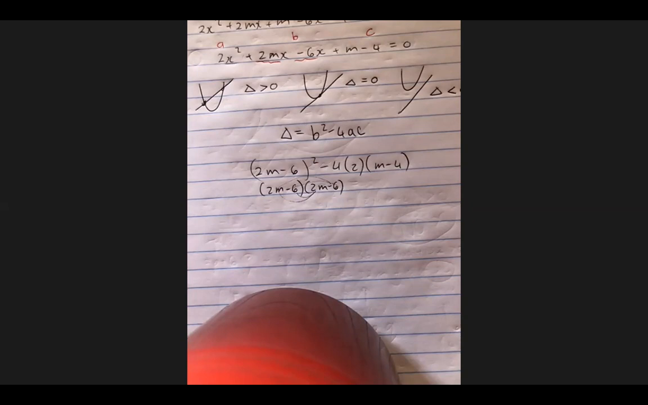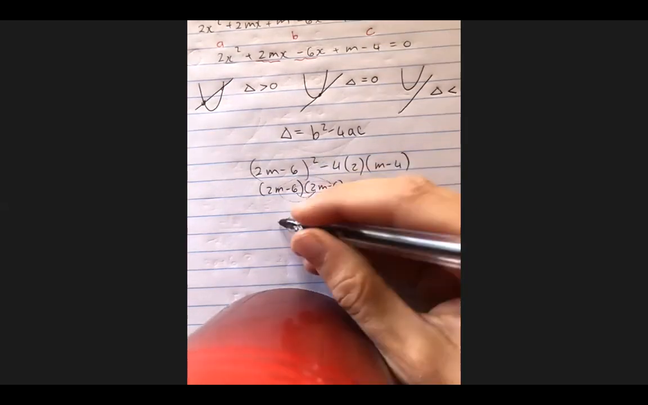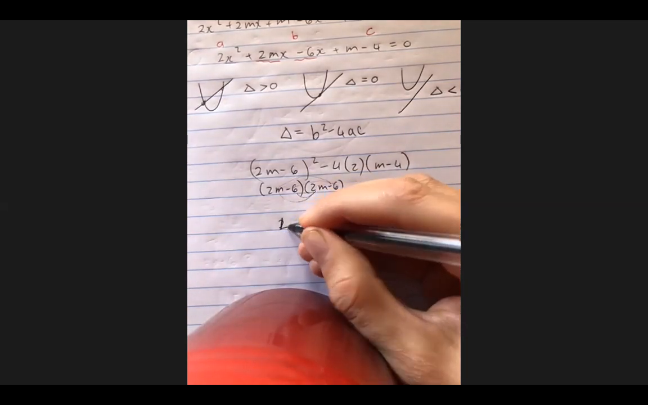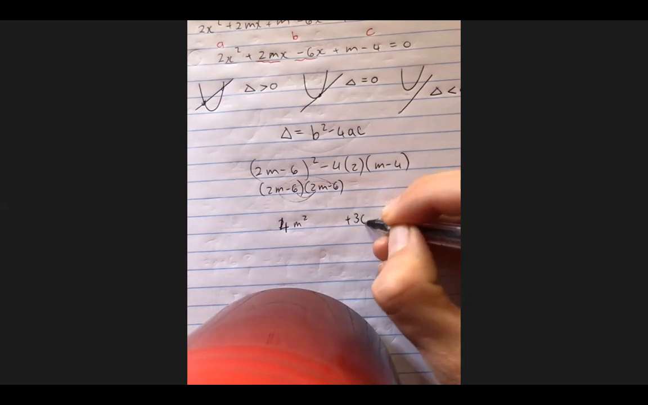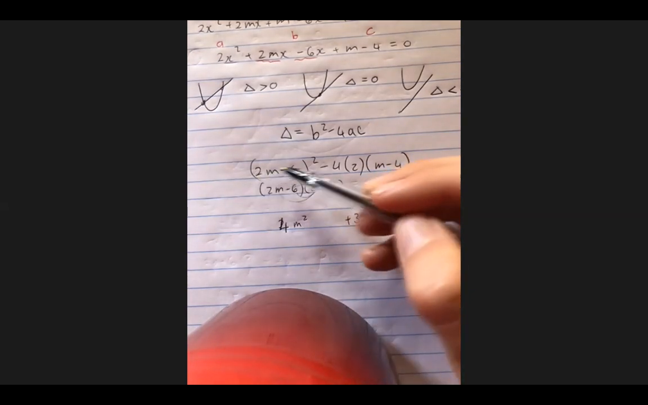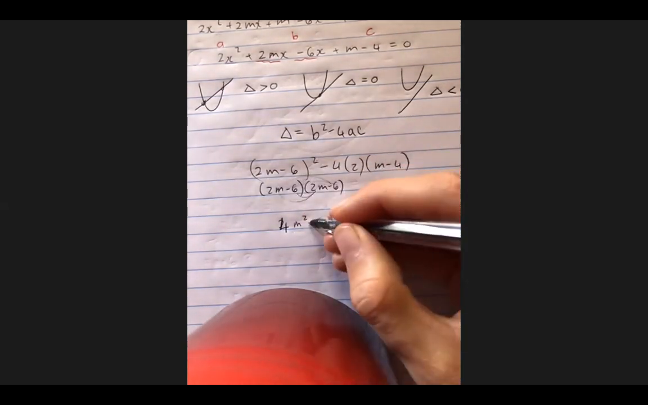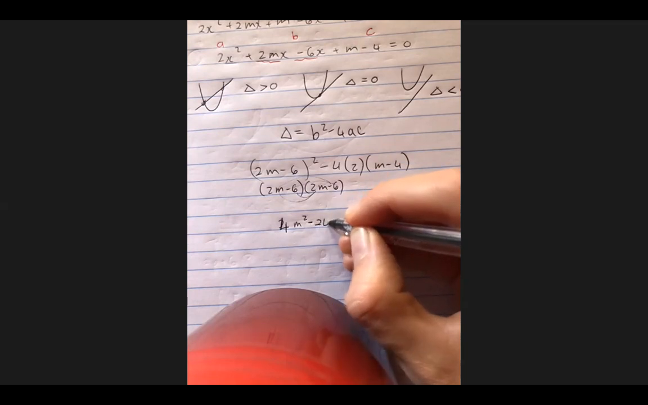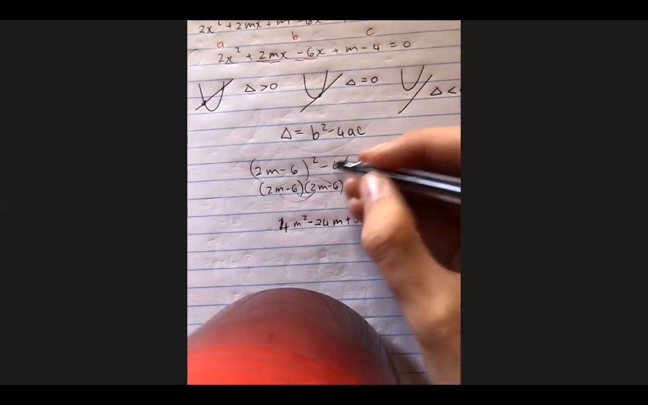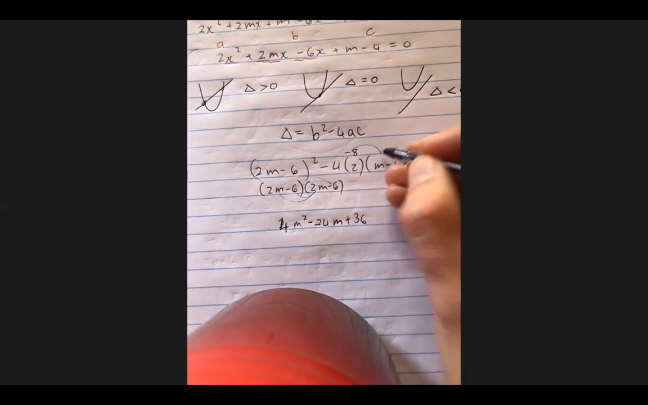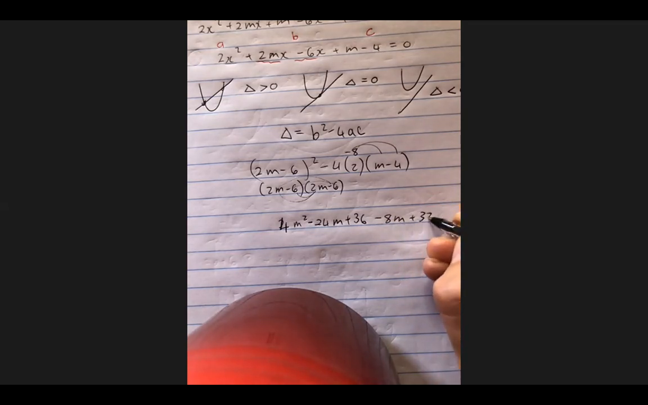But if you want a shortcut, I know many people want shortcuts. Let me show you how to times out a square bracket. You go first, square the first, so that will be 2m squared. Square the last, but don't stop there. And then go first times last times 2. So I'm going to go 2m times negative 6 is negative 12, so negative 24m. That's how I FOIL that out. Then this is going to become negative 8, and I'm going to distribute that in here. So that's going to be negative 8m plus 32.